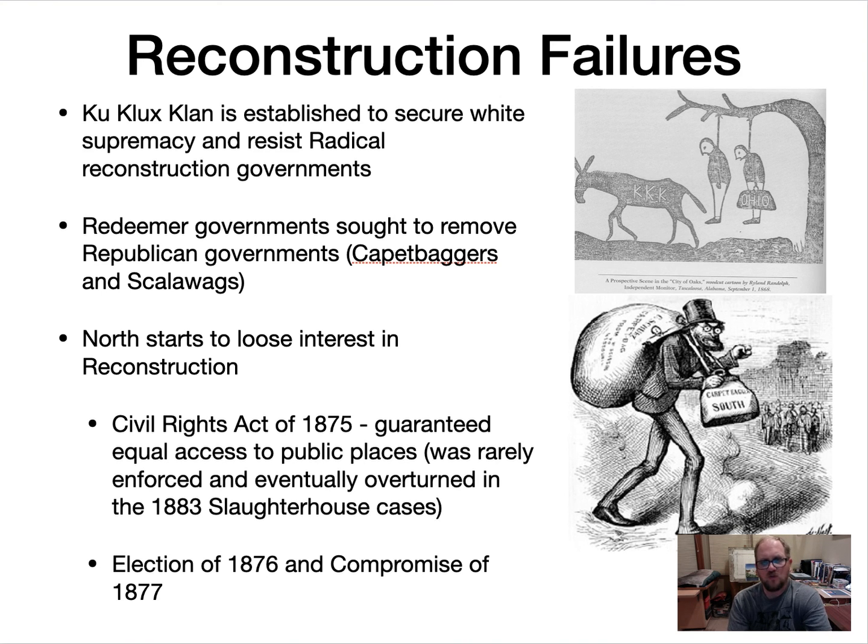And then eventually the North is going to start to lose interest in Reconstruction. After 15 years, within the 1870s, we're going to start seeing that even though there are some laws to protect African Americans, there's not going to be the actual enforcement of the laws. For example, the Civil Rights Act of 1875 guarantees equal access in public places. But a decade later, the Supreme Court will overturn this in the Civil Rights Cases of 1883. And also the election of 1876, the compromise will finally undo Reconstruction officially.